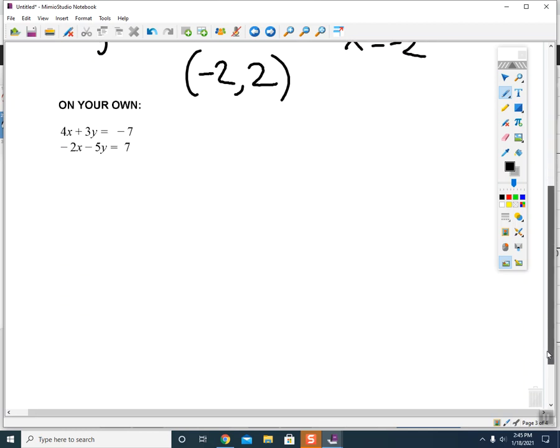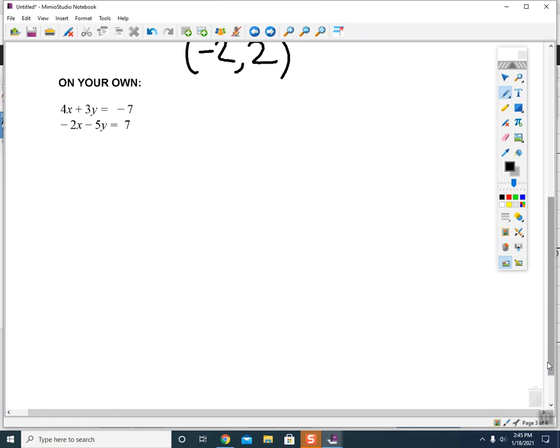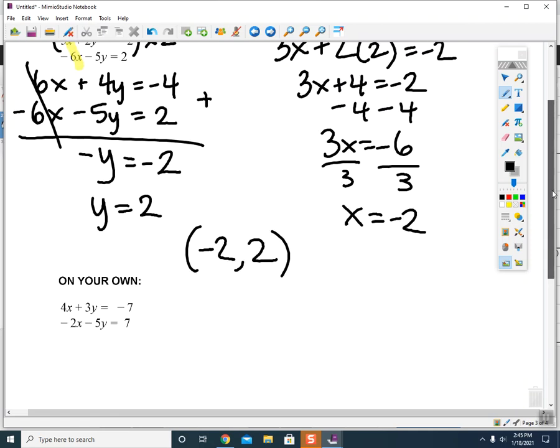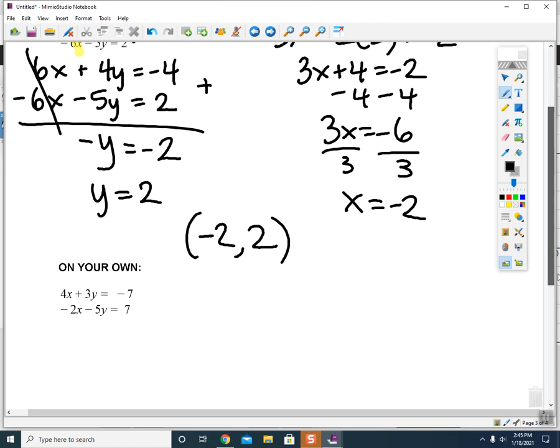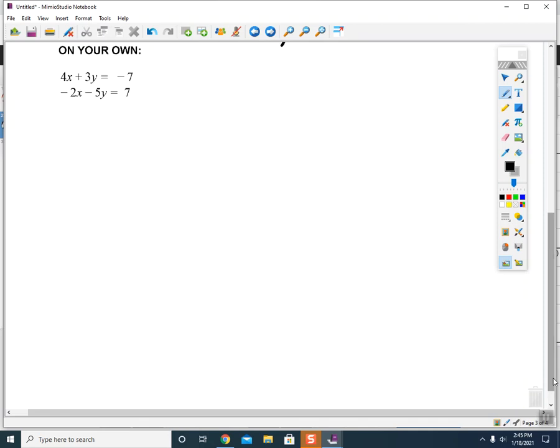All right, I want you to try this next one on your own. Here, I'll go back up so you can see what happens up here. Okay, I want you to try this next one on your own. So obviously I can't just start adding and subtracting right away. I have to do some manipulation. So figure out which one of these you need to multiply by something, and go ahead and solve for x and y. When you're done, go ahead and start this video back up and you can see how I did it here.